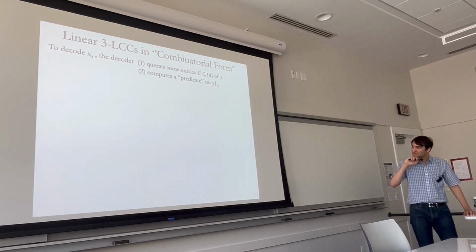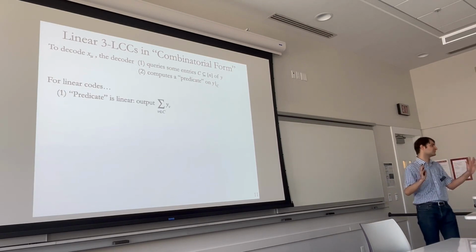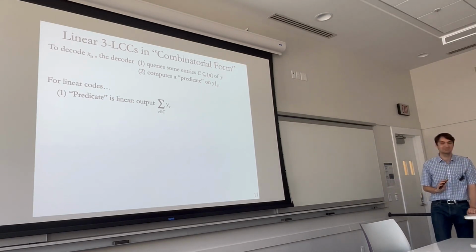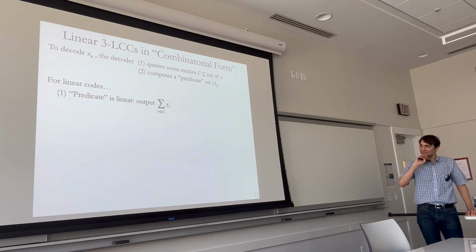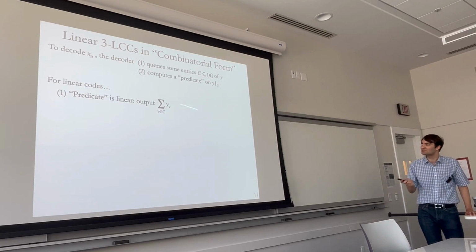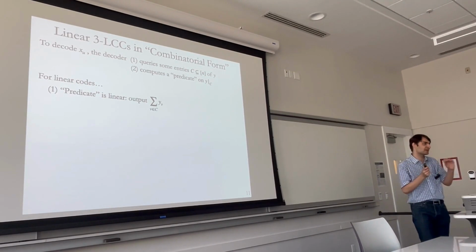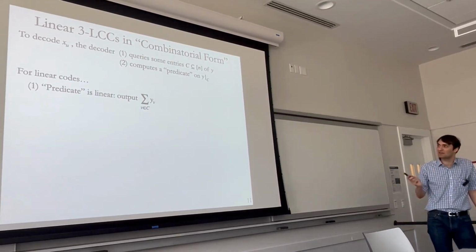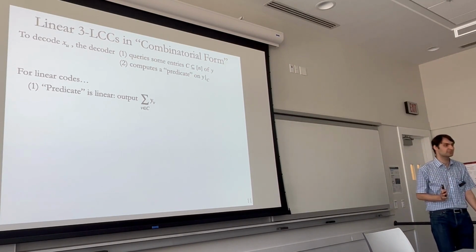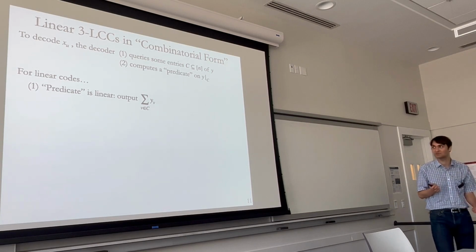Okay? And so for linear codes, could it be adaptive? For linear codes, they don't have to be adaptive. First off, it's always going to be non-adaptive, because the queries I'm making don't depend on the answers to the previous queries. And for linear codes, the predicate can be assumed to be linear. This makes sense because the code is linear. So we're just going to output the parity of the bits that were read by the decoder.